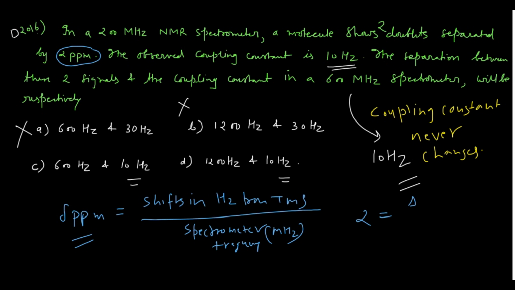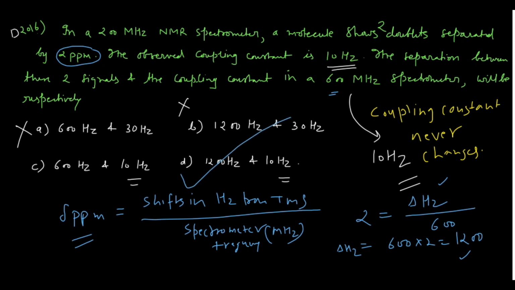So what I can write here is delta hertz. However, this is not the proper way of writing, I am just writing delta hertz. And this should be divided by the spectrometer frequency. The new spectrometer frequency is 600. So this will give you the shift in hertz, that is delta hertz, 600 into 2, that is 1200. So where is that? Yes, option D. So in that case option D is looking the correct option.